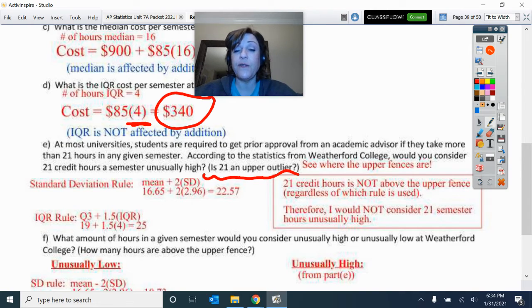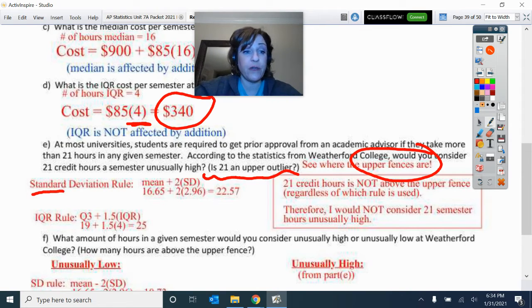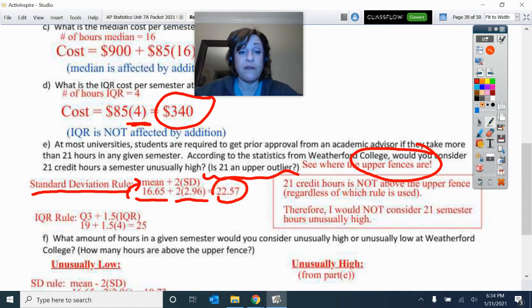So we need to find the outlier fences. We're going to have to think back to our outlier rules. Our standard deviation rule, there were two different ones. We did one if you used standard deviation. That was mean plus 2 standard deviations. So 16.65 hours is the mean plus 2 times the standard deviation. So here's the fence on this, and we'll talk about that.